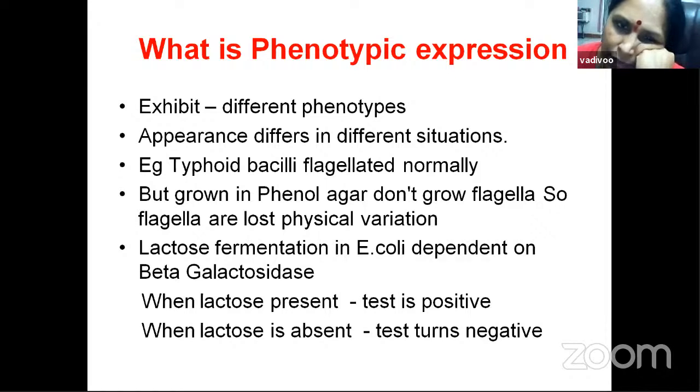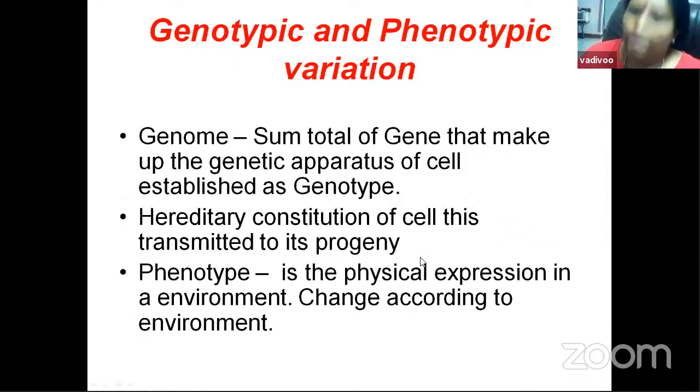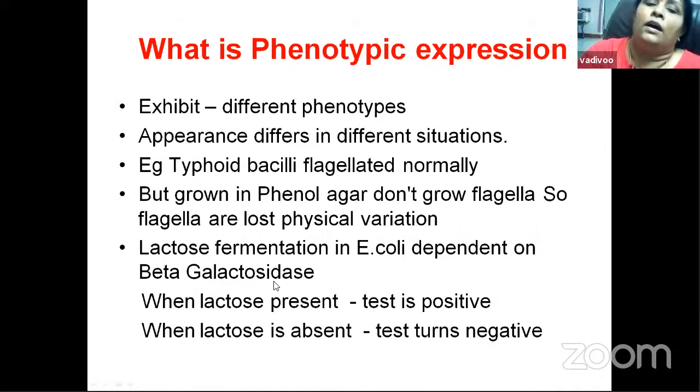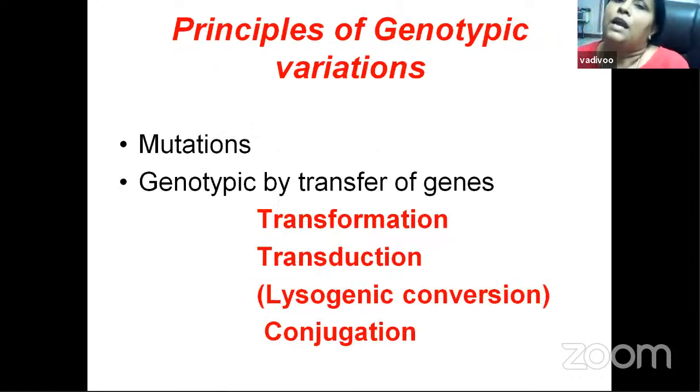Say for example, typhoid bacilli can be flagellated or non-flagellated, and they can be lactose positive and lactose negative. E. coli is dependent on beta galactosidase. When it has the gene to produce beta galactosidase, then it becomes lactose positive. When it is absent, it turns out to be negative. So these are the different phenotypic expressions. You can see colonially different types of E. coli can be present.